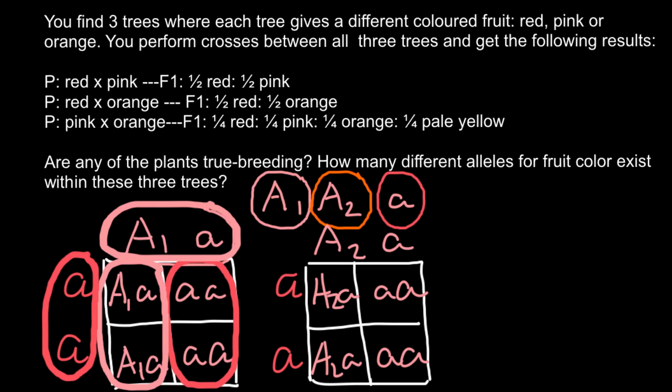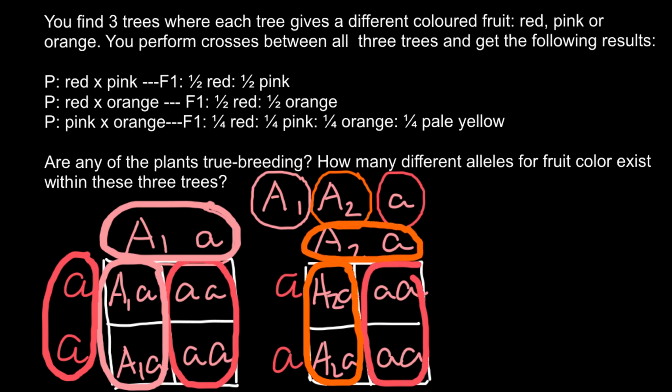Once again, according to this Punnett square, 50% of the progeny would have red pigment, and another 50% of the progeny would have orange pigment, just like this parent here and this parent here. So let's check. When we cross red with orange, the result of such a cross was 50% red in the progeny and 50% orange. So far so good. We checked this, and it works.